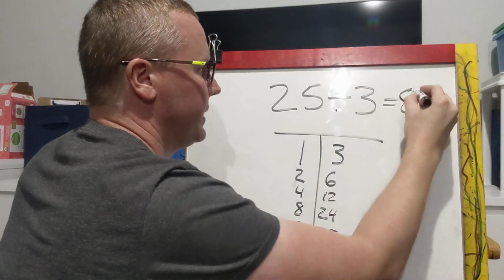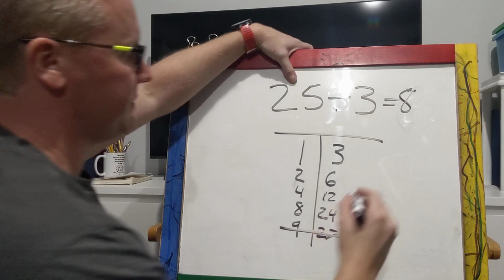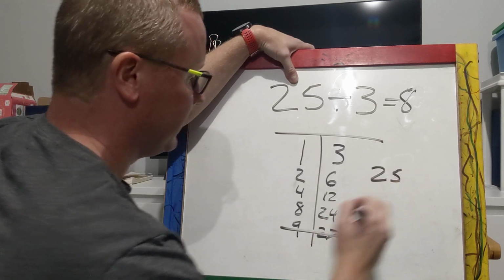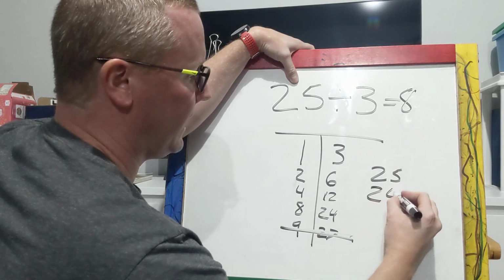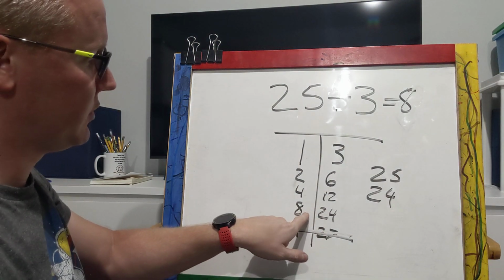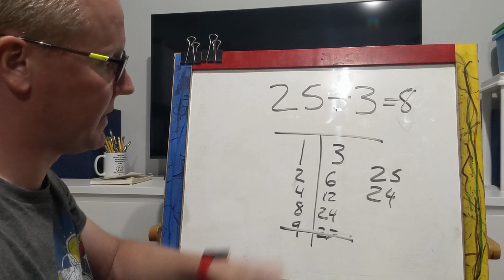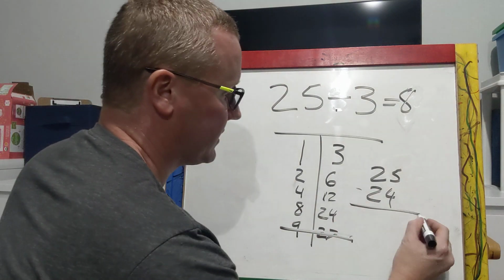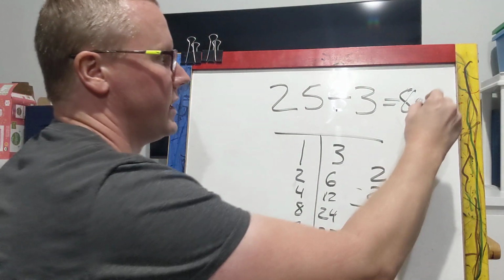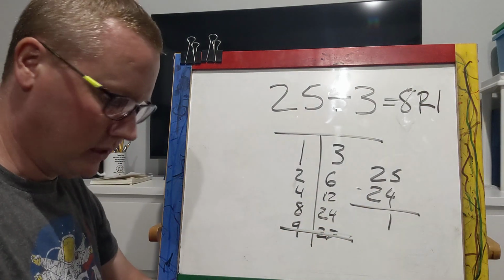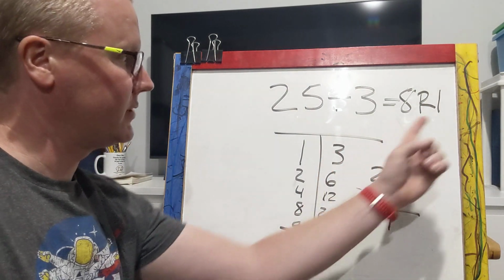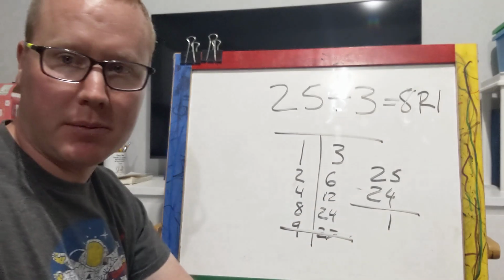So we write our 8 up here. And then we start with our top number again. I'm going to do 25 minus 24, because it went 8. If you do 8 groups of 3, that makes 24. And we subtract, and we have a remainder of 1 again. Remainder 1. So we're going to start off with just remainders of 1 for a lot of our problems.